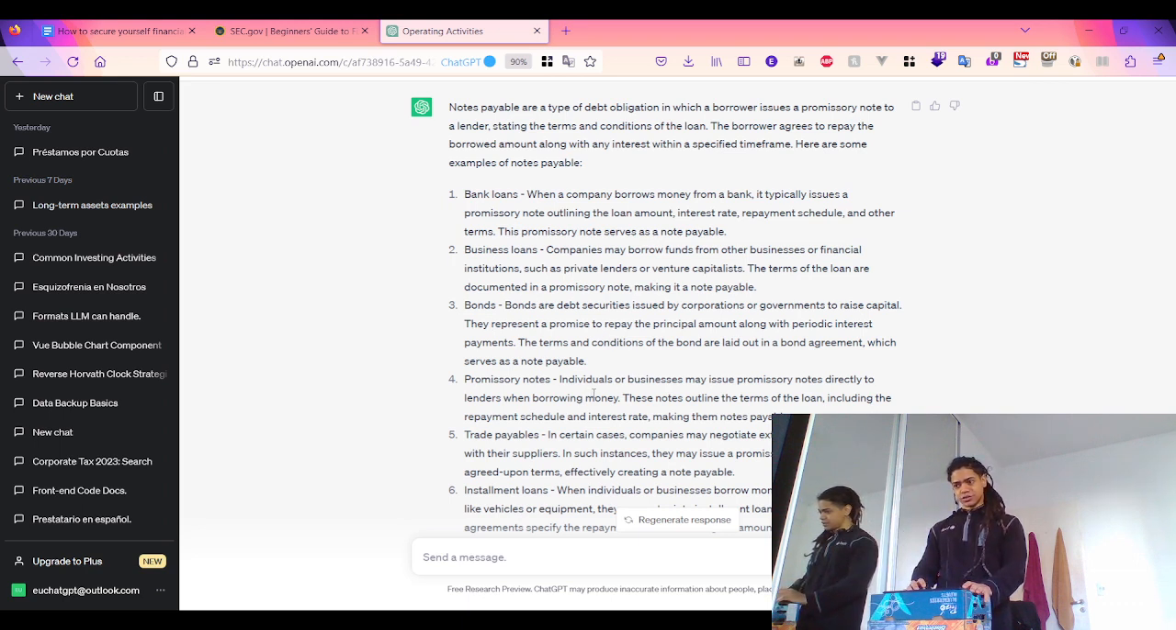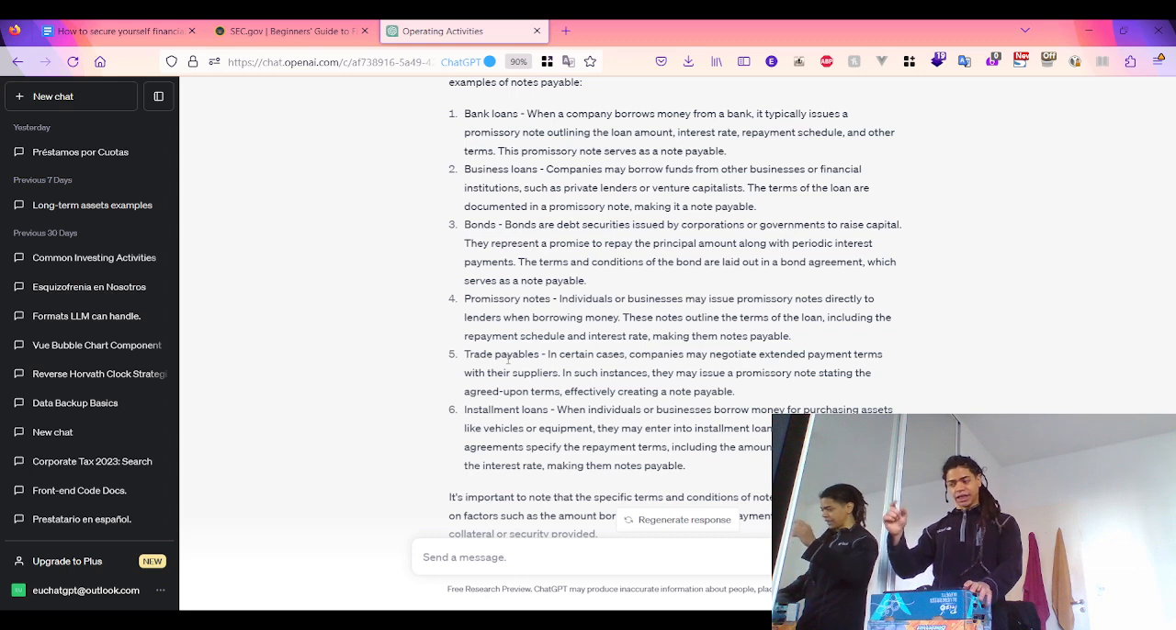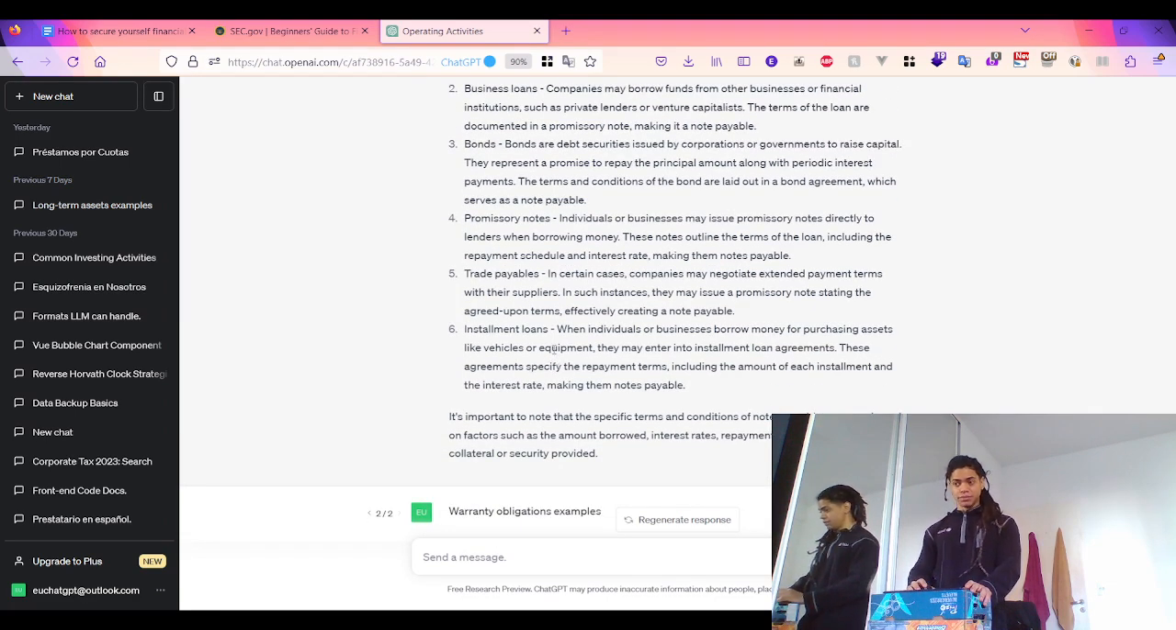Okay, so unlike bonds, which are a certificate, the promissory note is something that happens between an individual or business, where they issue a promissory note directly to the lender. We also have trade payable, when you renegotiate or extend payment terms with your suppliers and vendors, based on a previous agreement.